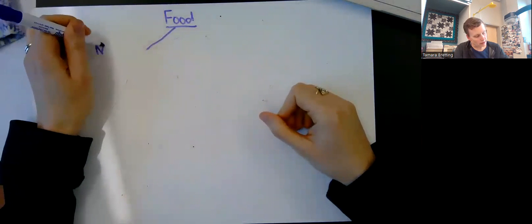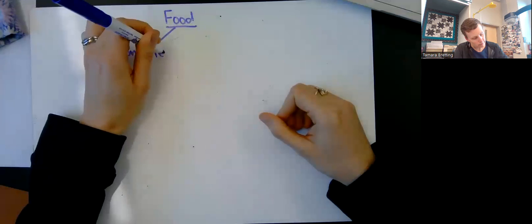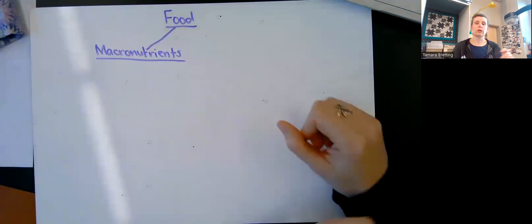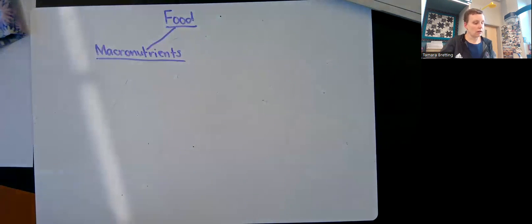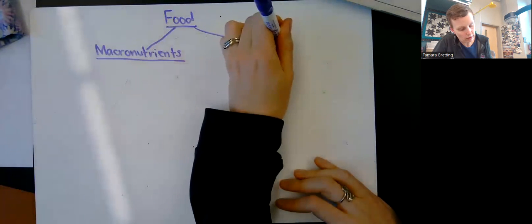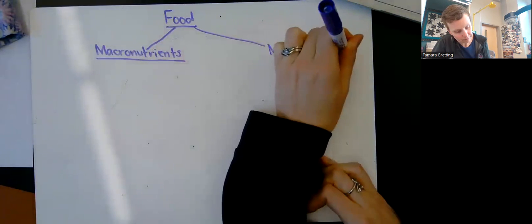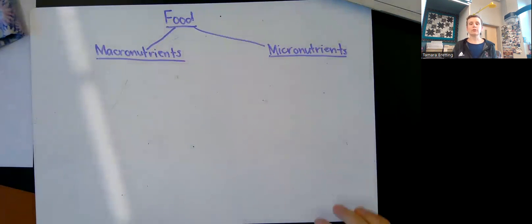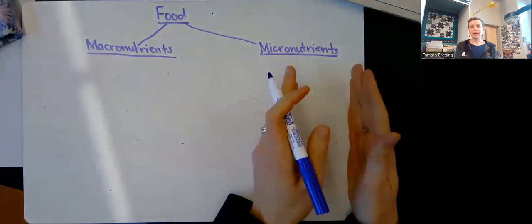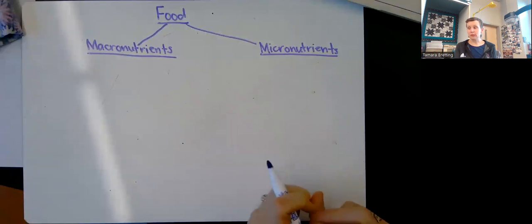Major category over here is macronutrients. And on this side, it is logical. It's going to be the opposite of that. It's going to be micronutrients. Macronutrients and micronutrients. Okay, I'm going to start over here on the micronutrient side to just do the smaller side first, because this piece of the flow chart is a little bit smaller.